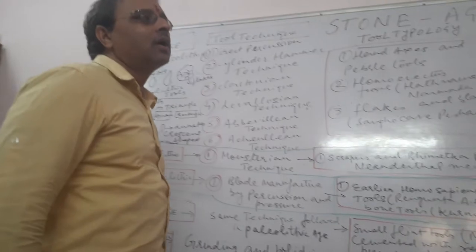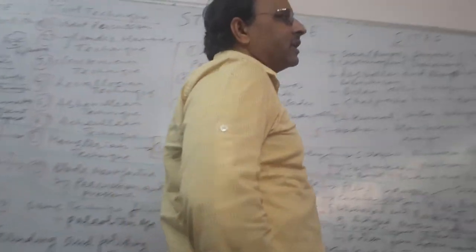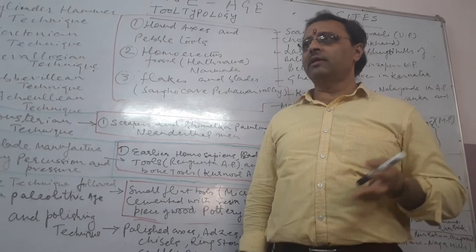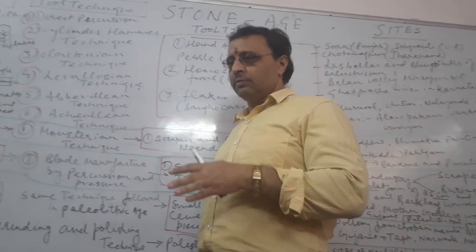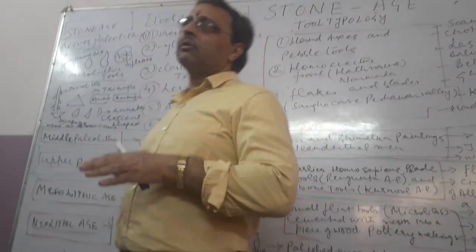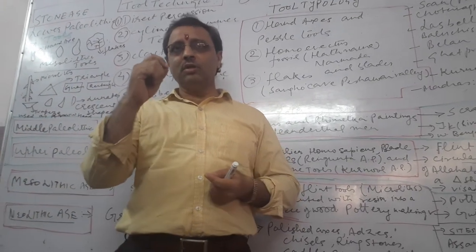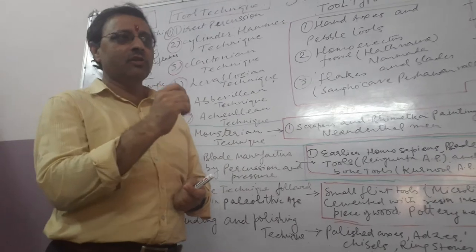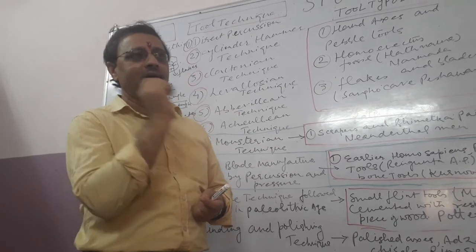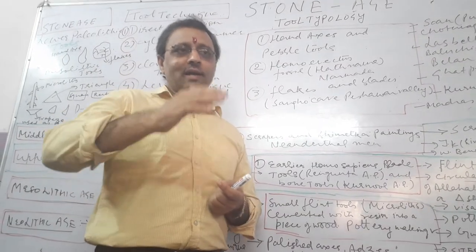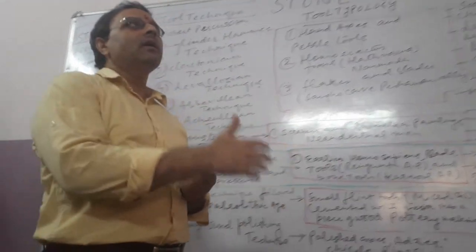When we talk about the world scenario, you can take the example of the African or European continent. By 8000 BC, we have discovered some man-made huts or settlements. So that was the transitional phase. In this phase, they were neither completely wandering nor completely settled. That settled age we will get in the Neolithic phase.